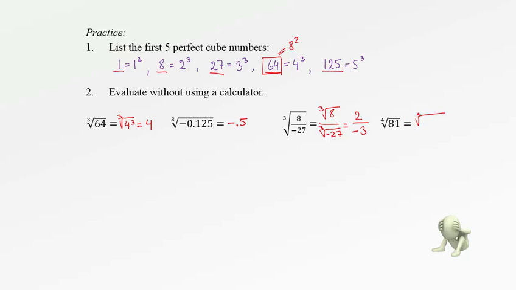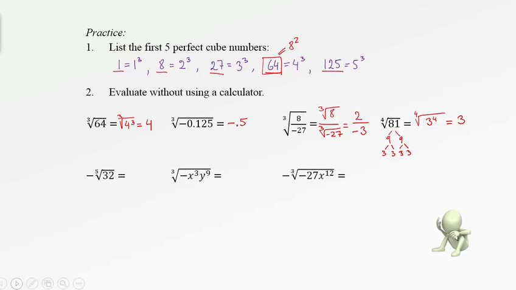Finally, the fourth degree root of 81. If you change 81 to a power of 3, this is exactly 3 to the 4, because 81 is 9 times 9, and each 9 produces 2 3s. So altogether we have 4 3s under the root. So the fourth degree radical will annihilate this exponent 4, leaving us with just 3.